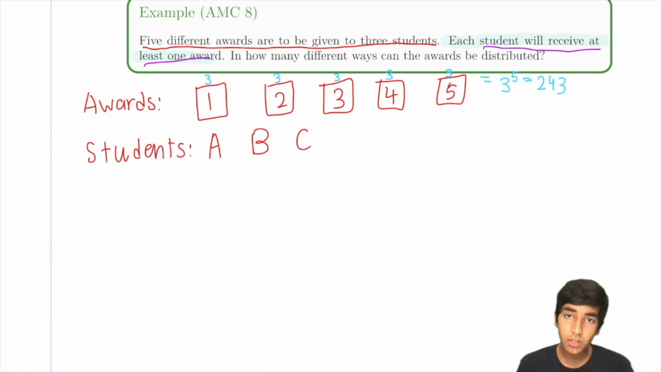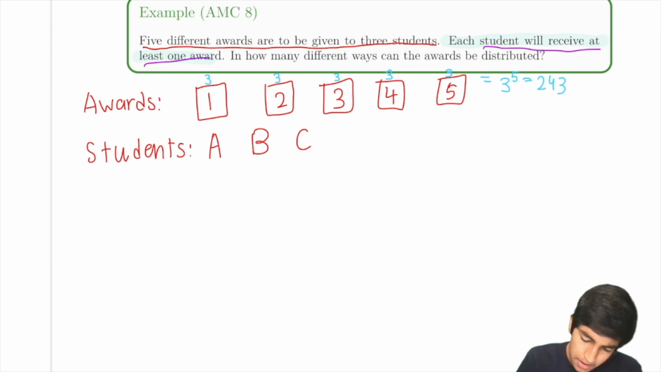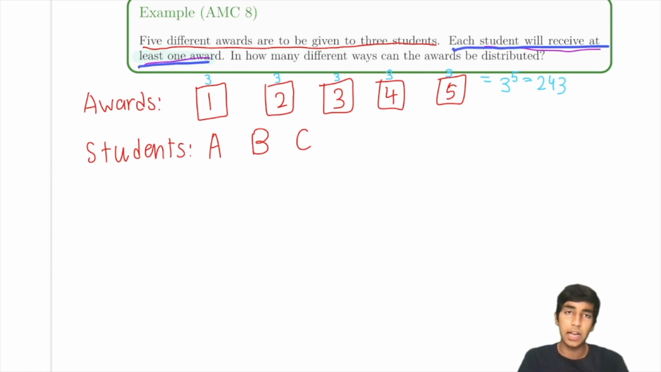Okay, so now what? Now, what about the cases where maybe a student receives no awards? Because if any student receives no awards, then we're overcounting that case, right?